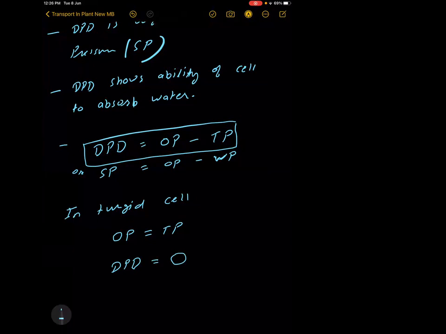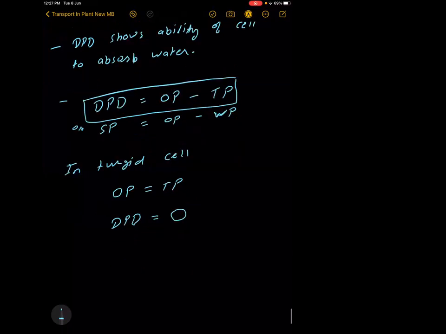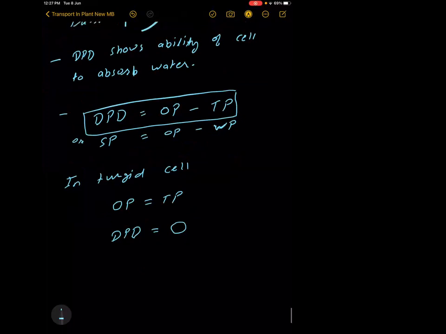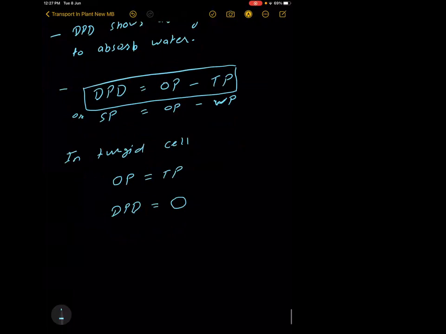In short, take DPD as suction pressure, the power of absorption of water, the thirst of the cell. If it becomes thirsty, it can absorb water. If it is completely satisfied, there is no chance of entry of water. So here OP is equal to TP, it means no chance of entry of water. DPD becomes 0.